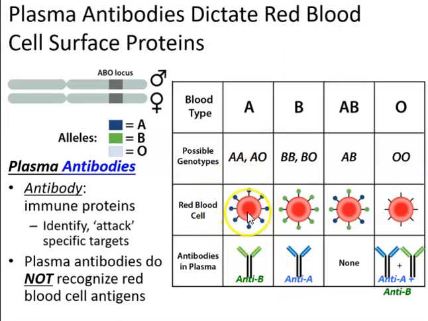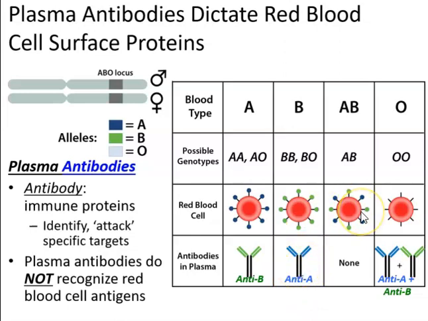Okay, so we have no agglutination. Our antibodies are not going to be attacking our own red blood cells. That just would not be compatible with life. So if we are type B blood, we have B antigens on the surface of our red blood cells, meaning we have anti-A antibodies within the plasma.